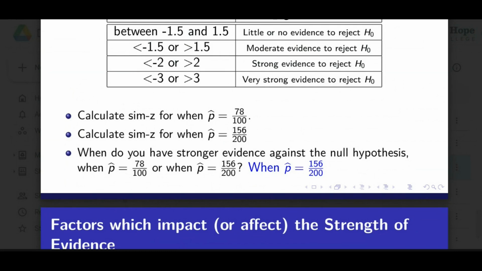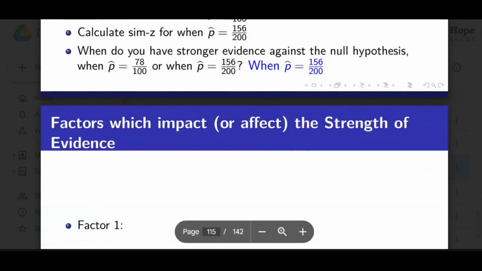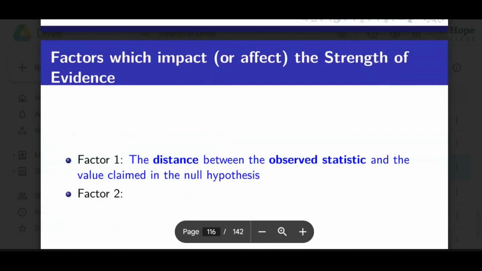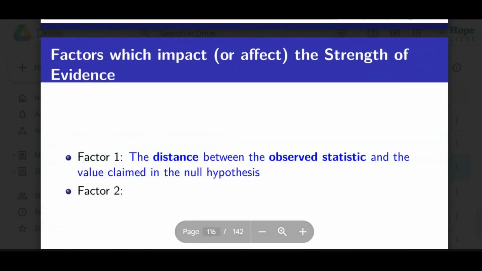As has just been pointed out, one factor which can affect the strength of evidence is how far away the observed statistic is from the value claimed in the null hypothesis. In other words, the red number versus the blue number. The distance between red and blue.